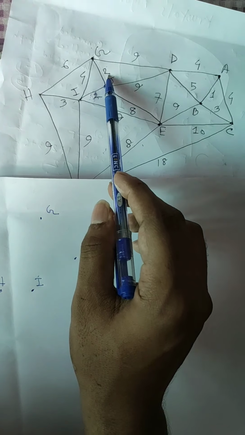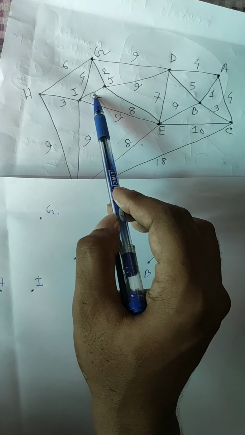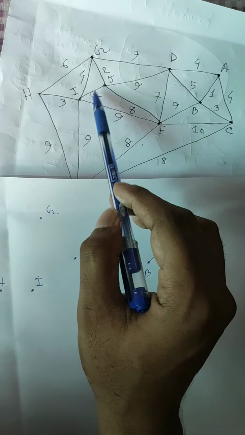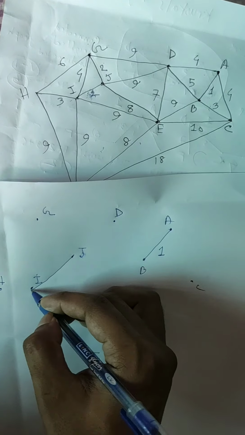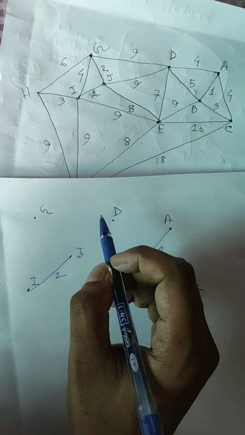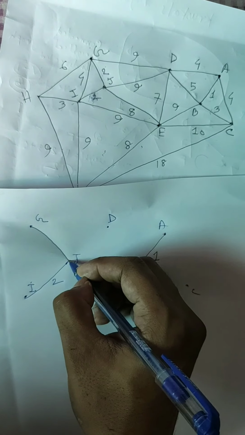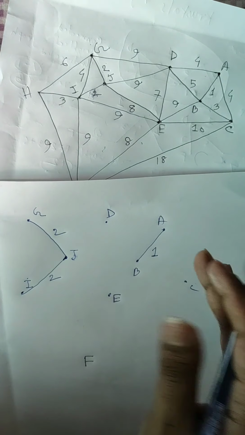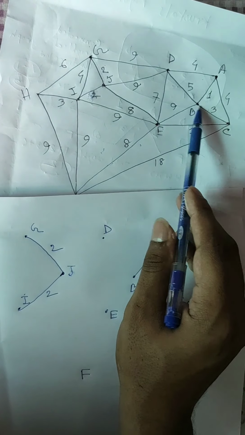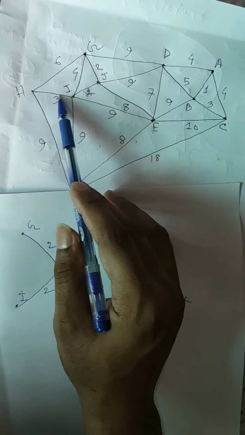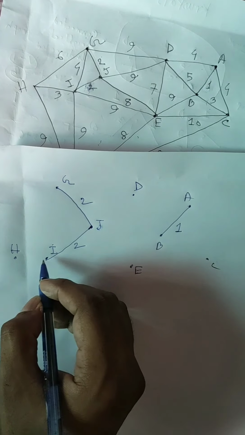and then what is the minimum edge? These two, and which will we take? From the two of them we can take any of them. Suppose we take this edge, then what is the minimum? These two. We can also take these two. Then what is the minimum? These three, they are also 3. We can take this or this, any of them.